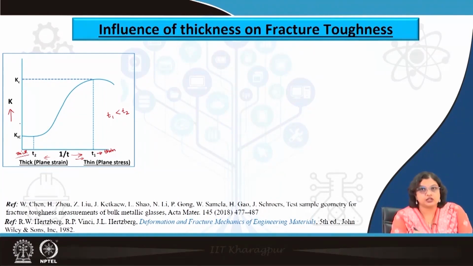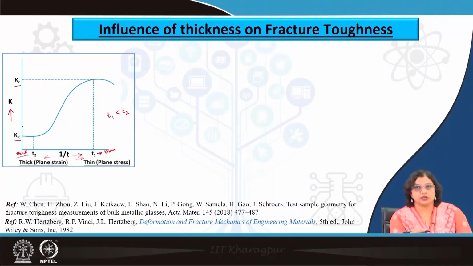The y axis here shows the variation in the stress intensity factor, and we can clearly see that for a thin plate the K value is quite high. The critical value of K that leads to fracture, that is the Kc, is quite a higher value compared to the thick plate, which shows the K1C value is quite less.